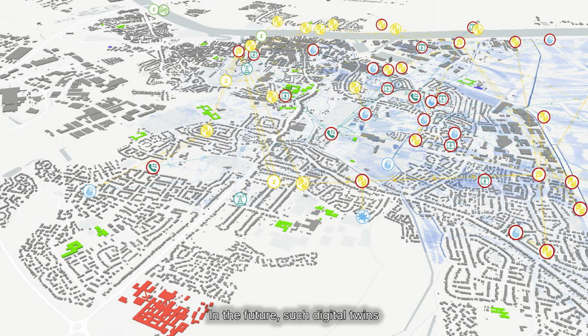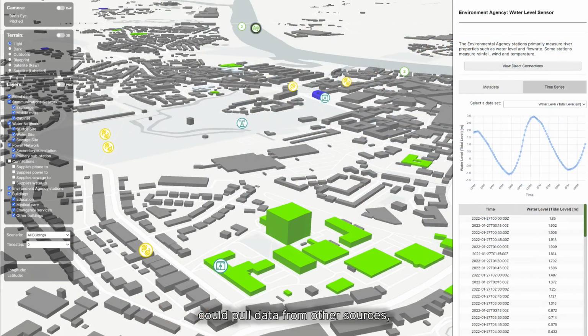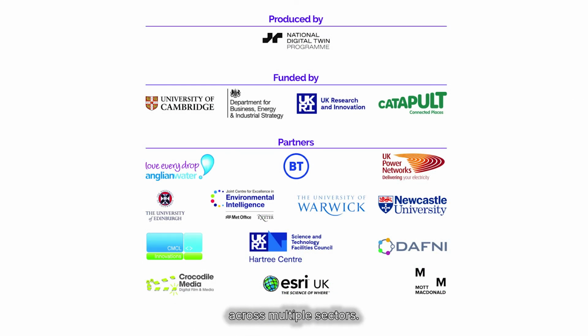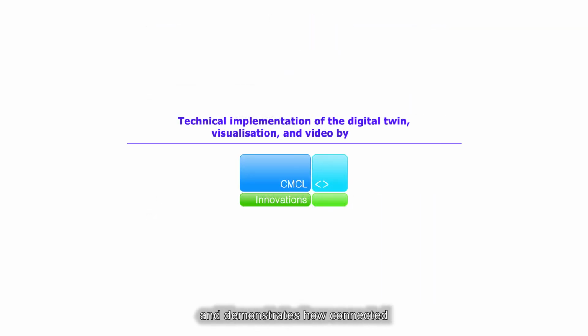In the future, such digital twins could pull data from other sources, including live streams of data, improving their ability to represent the real world, allowing for more effective decision support across multiple sectors. CReDo illustrates what can be achieved by sharing data across sectors and demonstrates how connected digital twins might be used to support better decision-making.